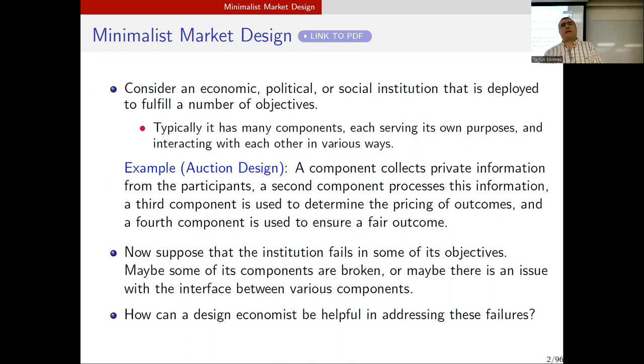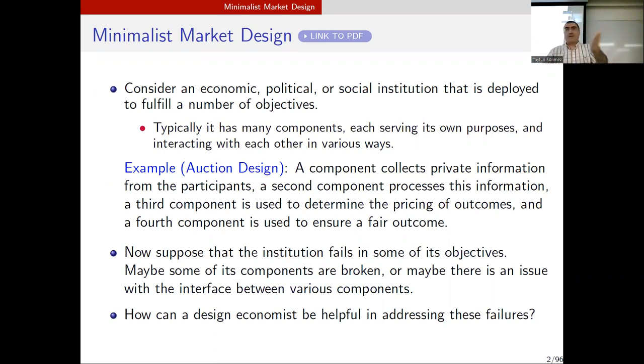So anyways, let me start with some of the main ideas. Let's consider an economic, political, or social institution that is deployed to fulfill a number of objectives. Typically, it has many components, each serving its own purposes and interacting with each other in various ways. For instance, there might be one component dealing with property rights at a single institution, right? Now, if you want to use this idea for multiple institutions, then the interfaces need to work in a particular way.